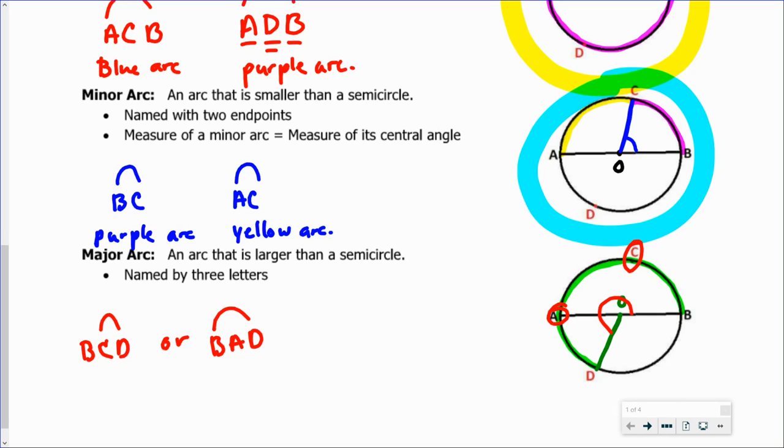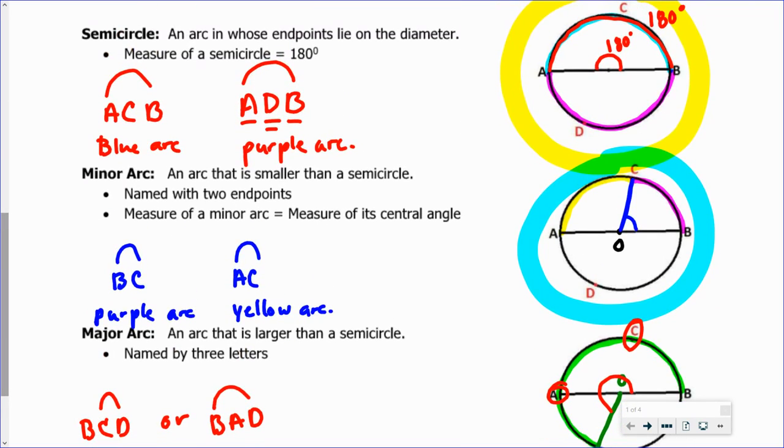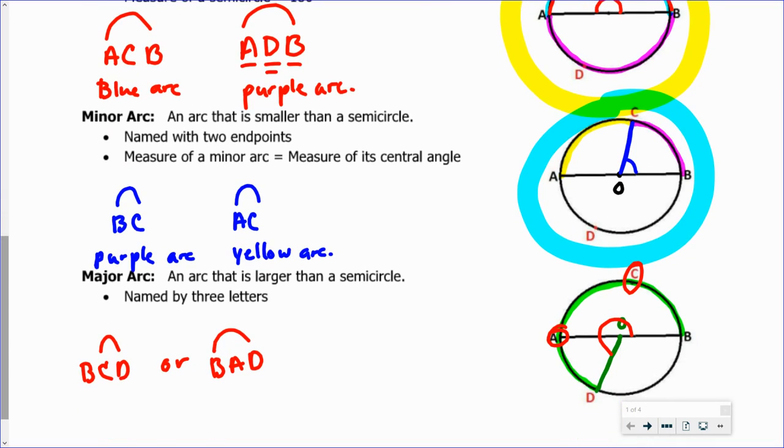Okay, so again, there's 3 different types of arcs that we're going to study. We've got semicircles, minor arcs, and major arcs. The way that we identify those is really based on the measure of the central angle. If the measure of the central angle that corresponds to that arc, or creates that arc, is equal to 180 degrees, then you've got a semicircle. If the central angle that creates that arc is either an acute angle or an obtuse angle, so less than 180, then you're dealing with a minor arc. And if the central angle is larger than 180 degrees, then you have a major arc.